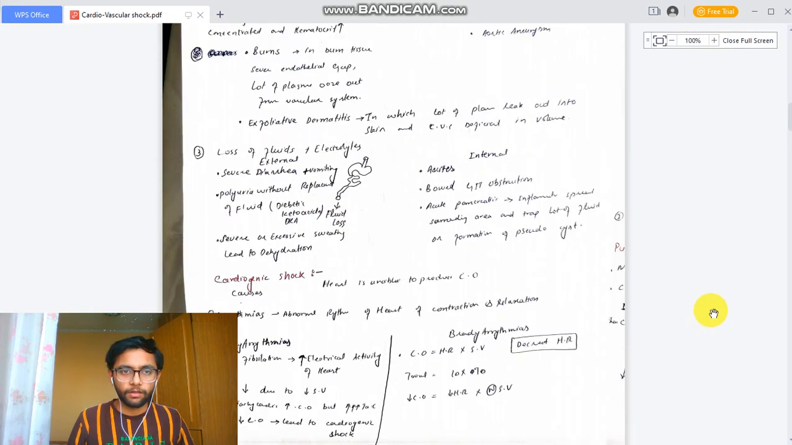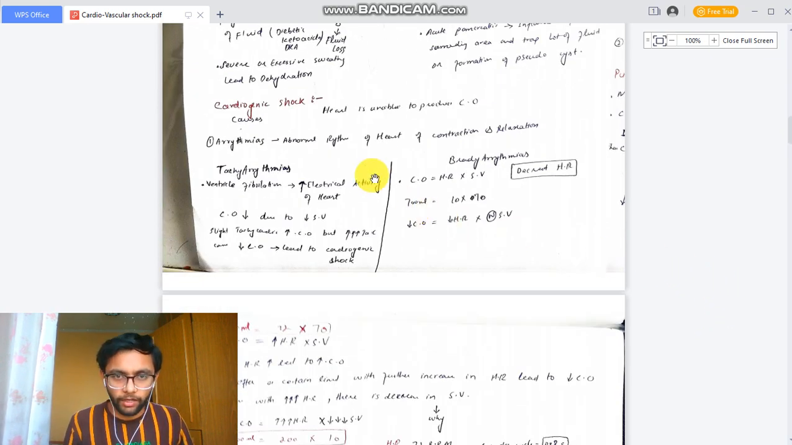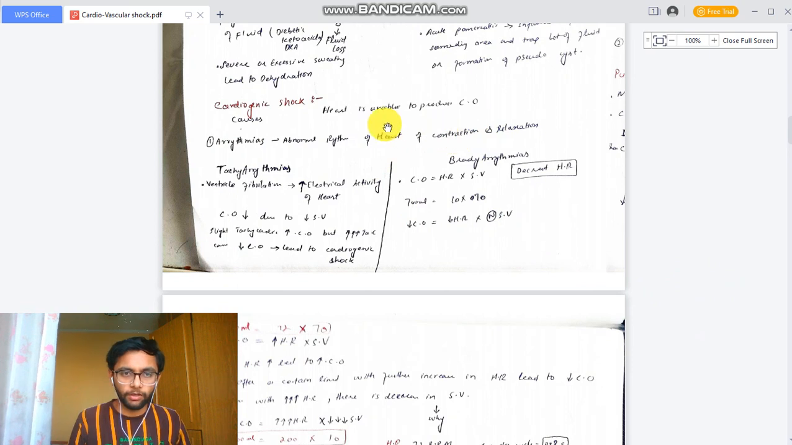The second type is cardiogenic shock. In cardiogenic shock, the heart is unable to produce cardiac output. The causes are arrhythmias. We know what arrhythmia is.